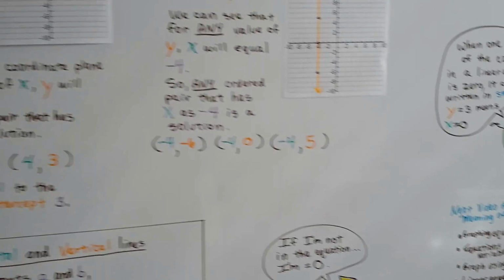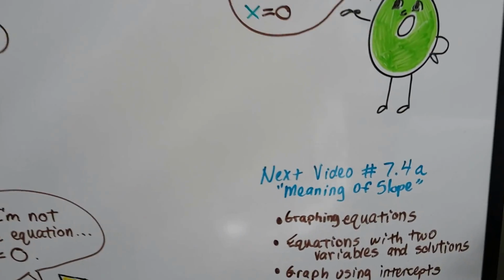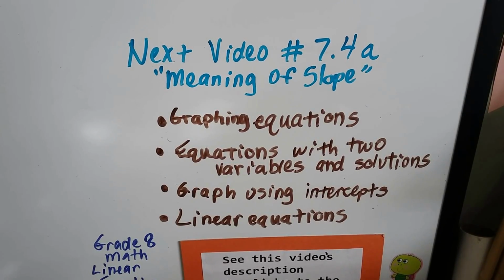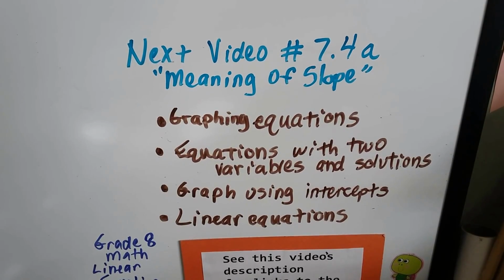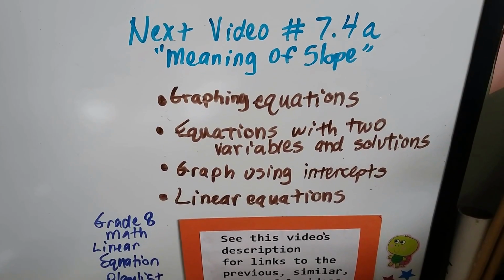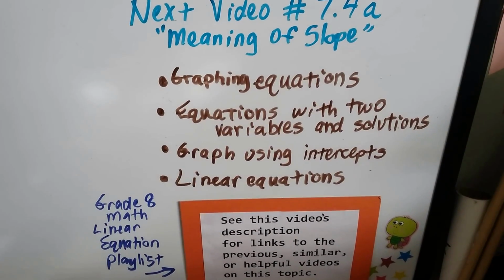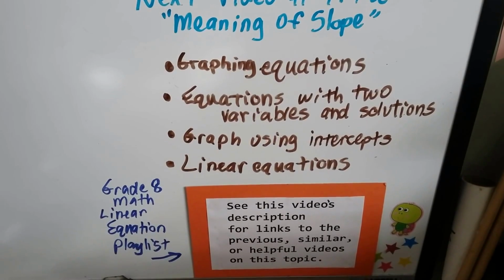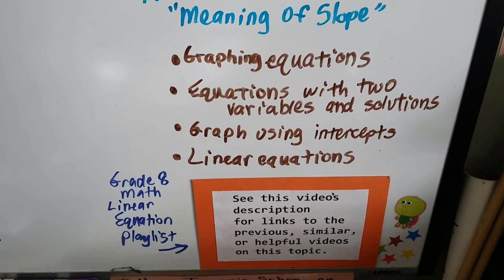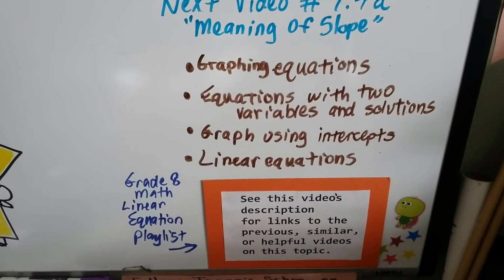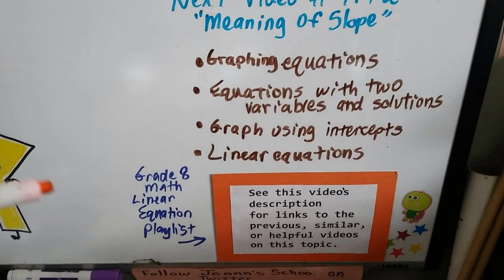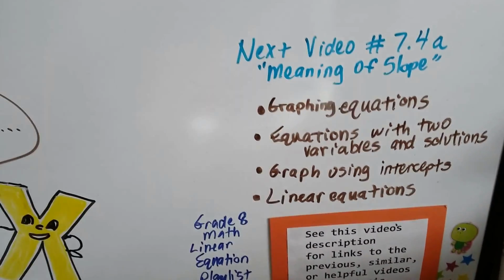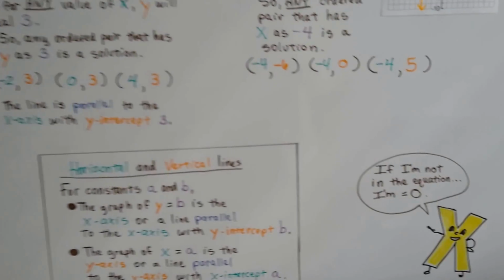All right? So in our next video, 7.4a, we're going to talk about the meaning of slope. There's actually the slope of a line. Think about the slope of the side of a mountain. And if you want to have a review, or if you haven't seen graphing equations with two variables, or graphing using the intercepts, or linear equations, you can check out this video's description. There'll be links to those, and a link to the Grade 8 Math Linear Equation playlist. All right? Okay, so we're going to move on, and I'll talk to you about slope.